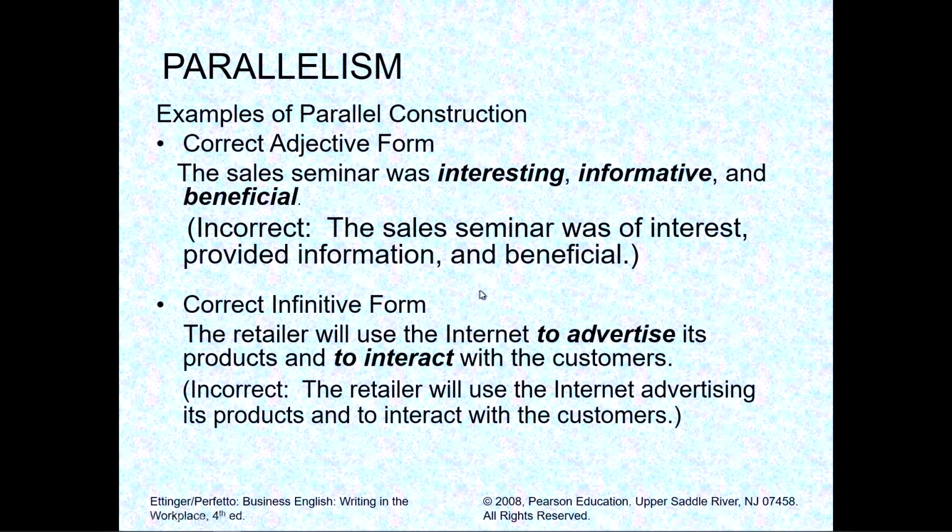Correct infinitive form, right? The retailer will use the internet to advertise, infinitive, its products, and to interact, infinitive, with the customers. To advertise, to interact are infinitive forms, right? And they have to be exactly the same. To and to. Incorrect: the retailer will use the internet advertising its products and to interact with the customers. Advertising its products and to interact with the customers are not parallel. They have to read the same way, right? If not, they're not parallel.